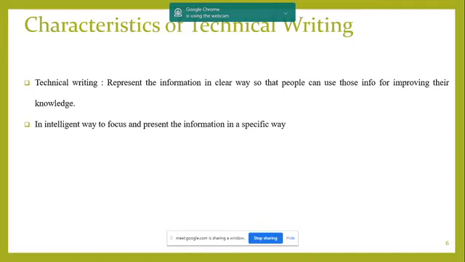The reader accepts your argument when you are providing the evidence, and that evidence should be strong evidence. So there should be a way to represent all these things.